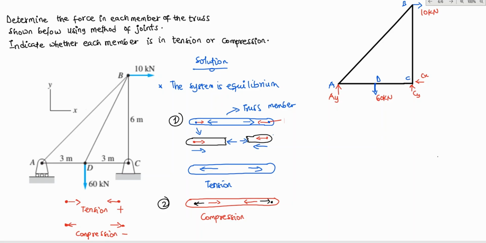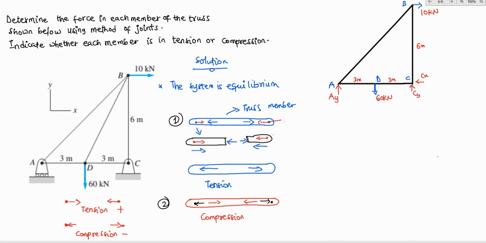So our goal now is to find the reaction forces. We have this distance to be 3 meters, 3 meters here, and 6 meters here. Okay, all right, let's continue.